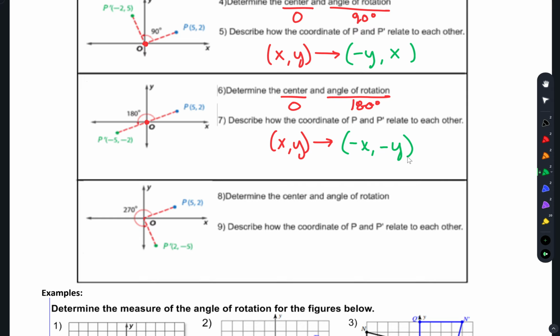Questions on that one? The last one we have is a 270-degree turn. So that's 3 90-degree turns. Determine the center and angle of rotation. My center is O. My angle of rotation is 270. And my transformation function looks like x, y becomes this one. Again, we're going to flip the x and the y values, but this time the x becomes negative. So 90 and 270, very, very similar, except one makes the y negative, one makes the x negative.